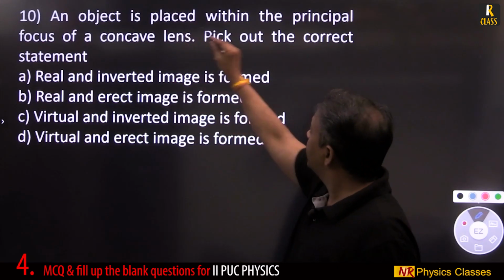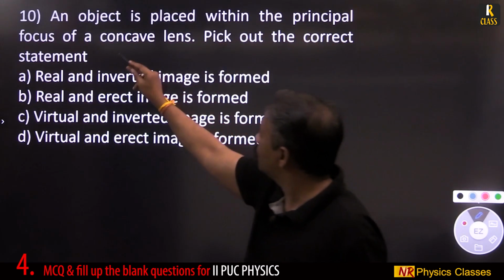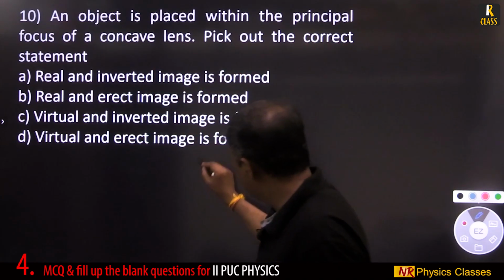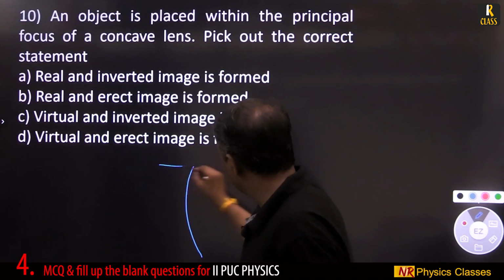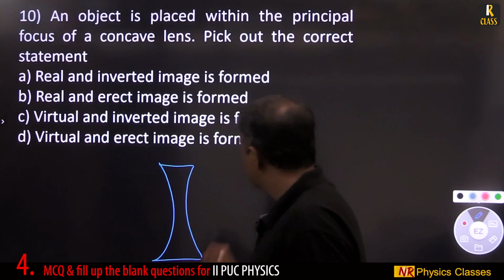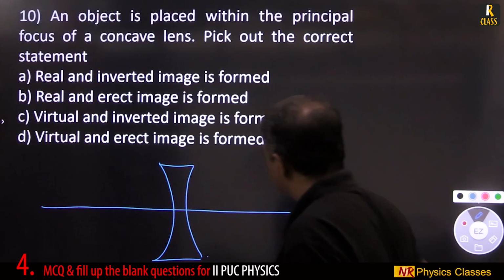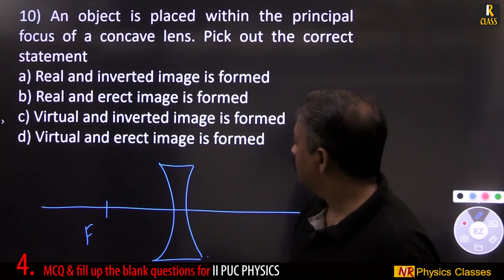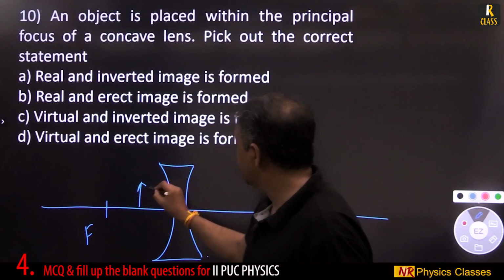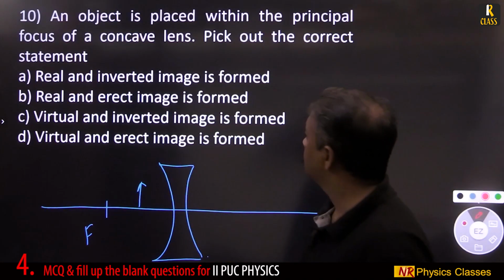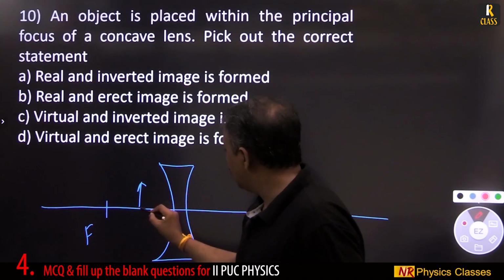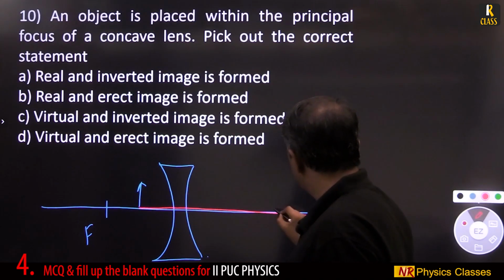An object is placed within the principal focus of a concave lens. Pick out the correct statement. This is the concave lens, principal axis. This is the focus. If this is the object, a ray along the principal axis travels straight.